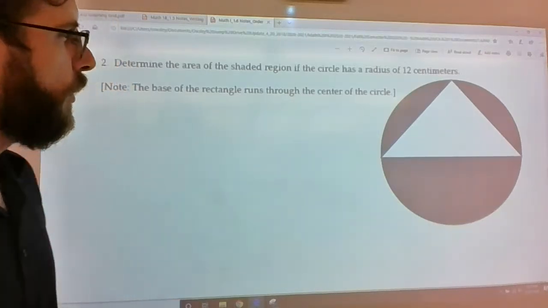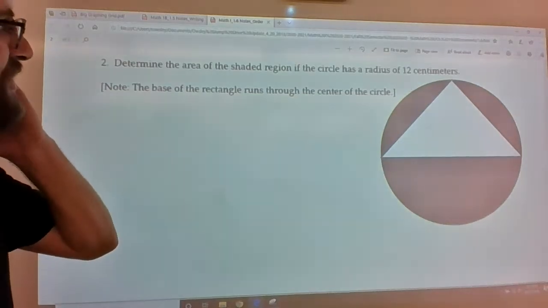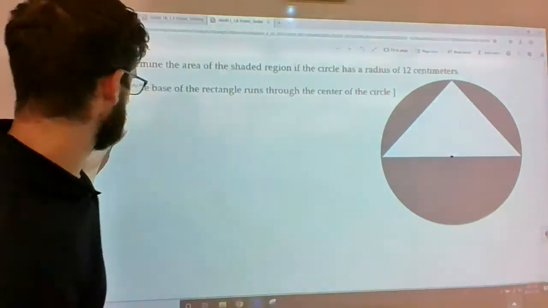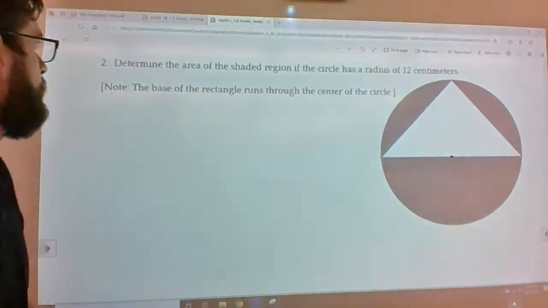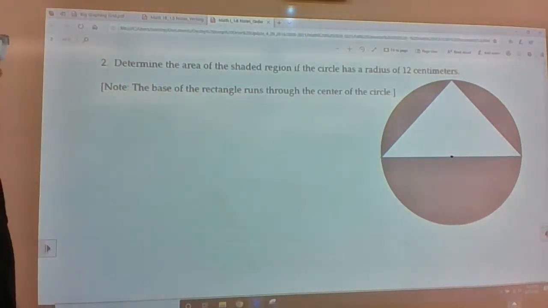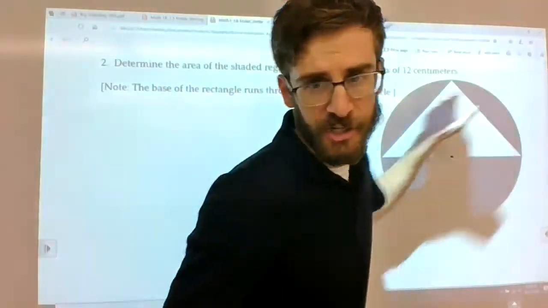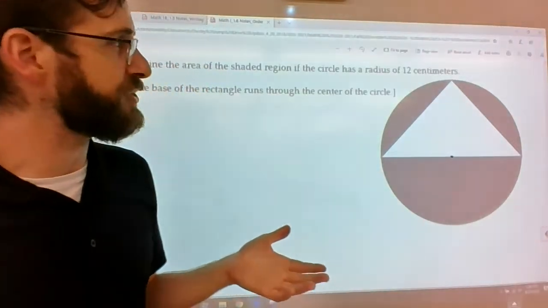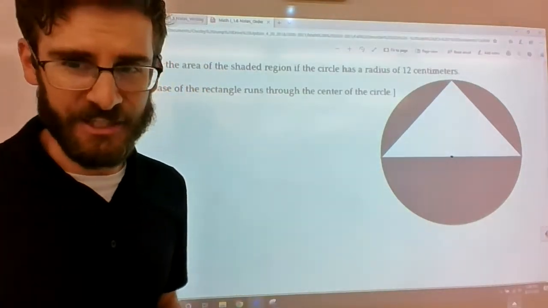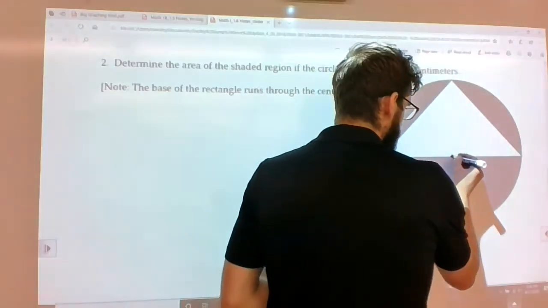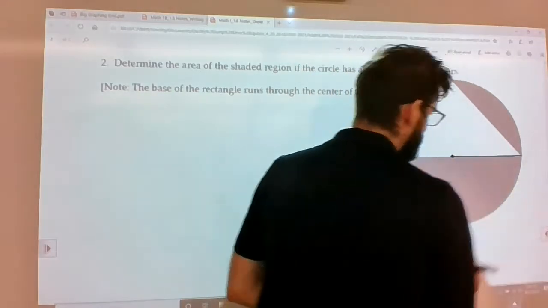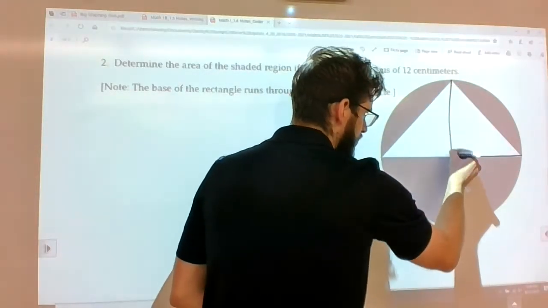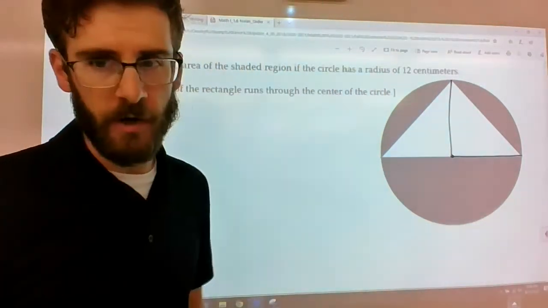All right. What we got here is a triangle in which this part goes to the center, the base of the rectangle goes to the center of the circle, in which we're supposed to determine the area of this shaded region. The only thing we know is that this circle has a radius of 12 centimeters. Which means we know that that distance right there is 12, and this distance right here is 12 as well.